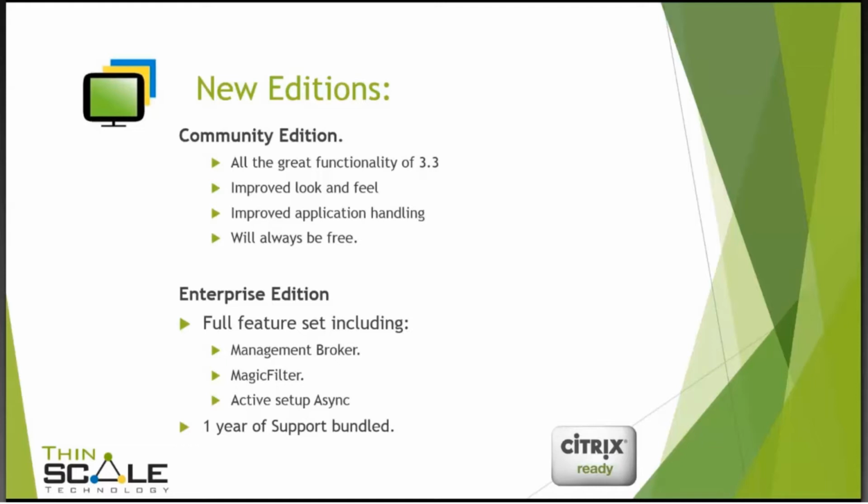But then there's Enterprise Edition as well, and Enterprise Edition is where we've included the broker, MagicFilter, and Active Setup Async, really the products that we had to invest heavily in to get working. And we've also included a 1 year of support bundle in Enterprise Edition. So that's the versions out of the way. I'm not going to spend any more time on that.